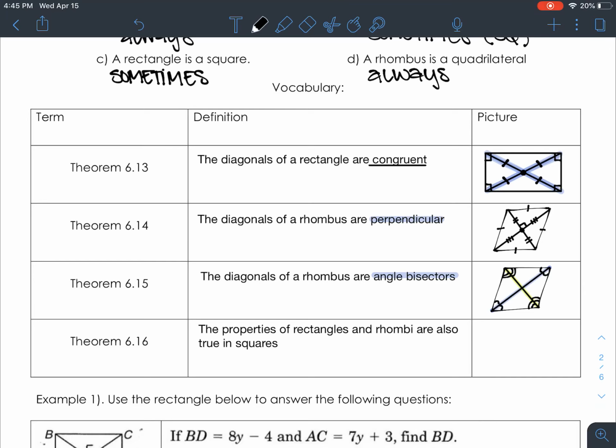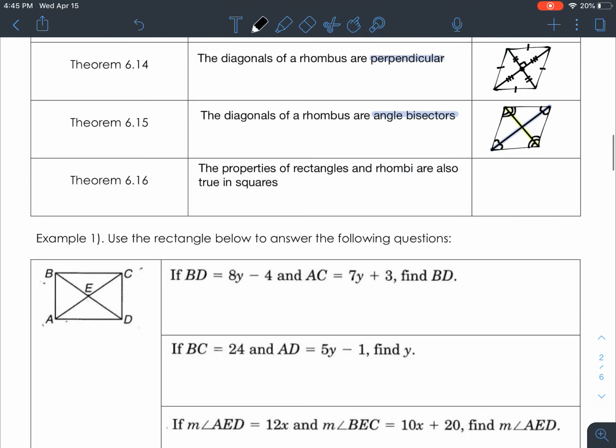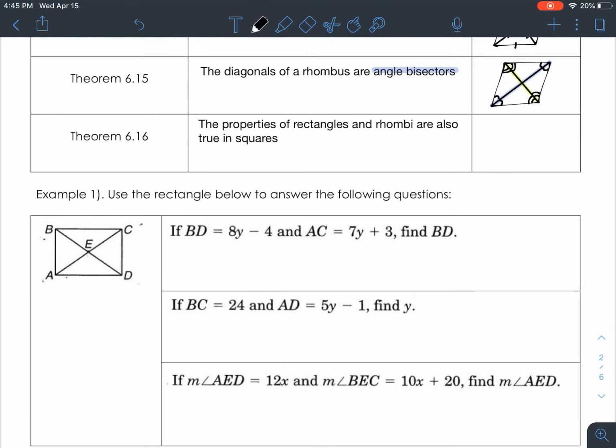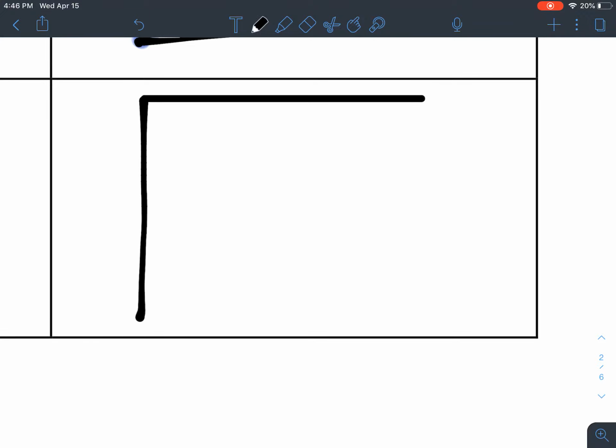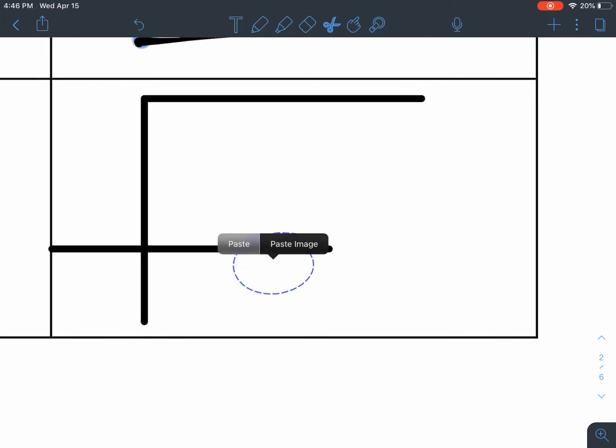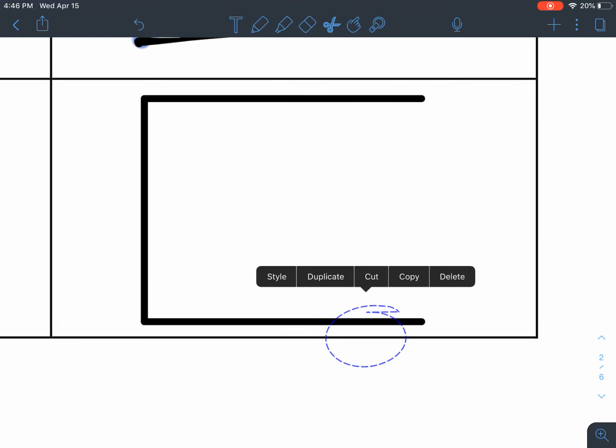Now for our last theorem in this, it says that the properties of a rectangle and a rhombus are also true in squares. So squares are going to have every single property that we've talked about. That's what I want to do in this picture here: draw those all out. So let's go ahead and draw a pretty big square. I'm going to make this as neat as possible because there's a lot of information going in here. Obviously this is not going to be a great picture, but it's fine.